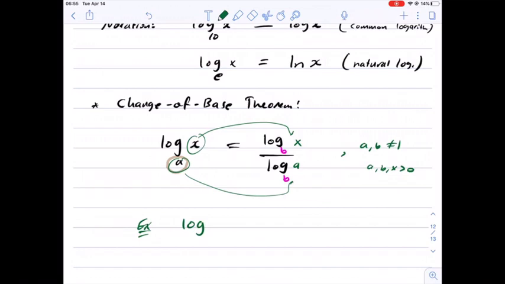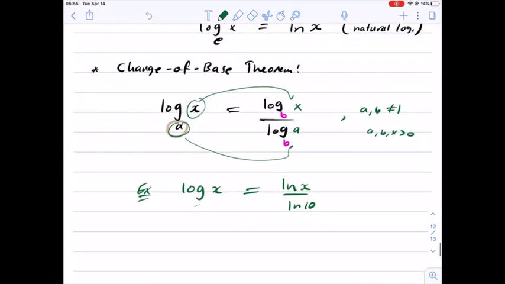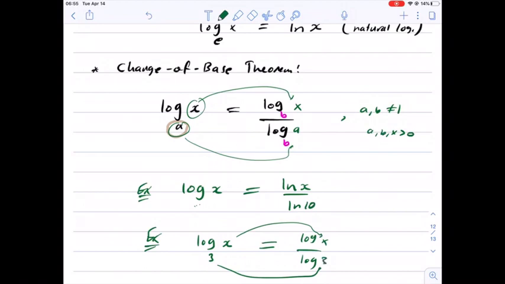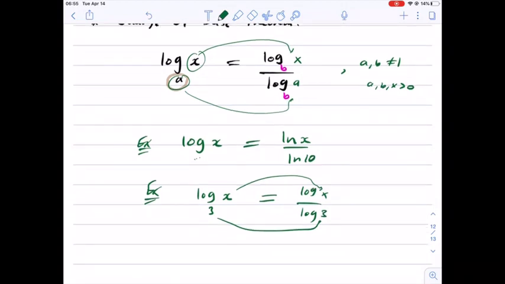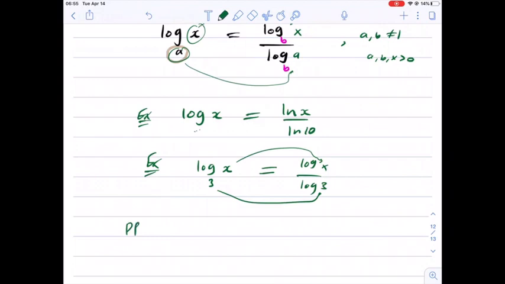For example, log x. If I want to write it using natural log, we can write this as natural log of x over natural log of 10, because the base here is 10. Or if we have log base 3 of x, we can write this using log base 10 as log of x over log of 3.